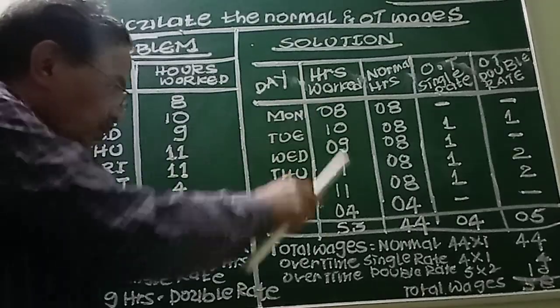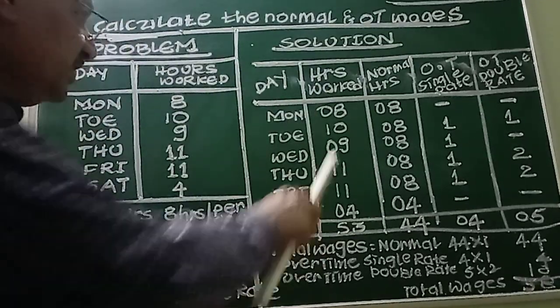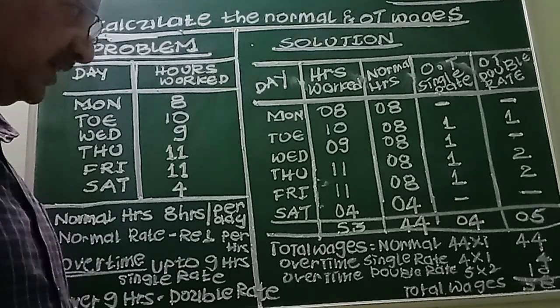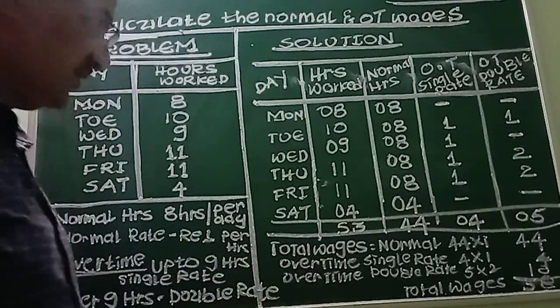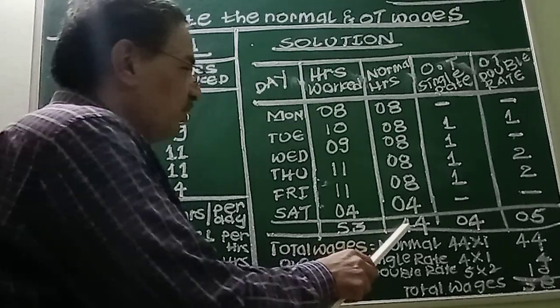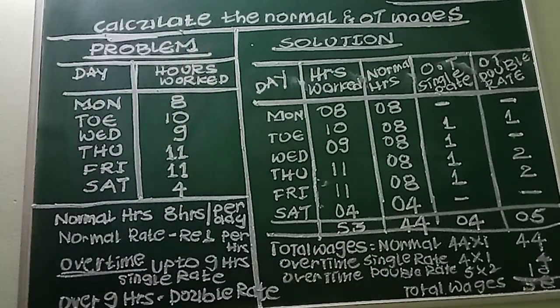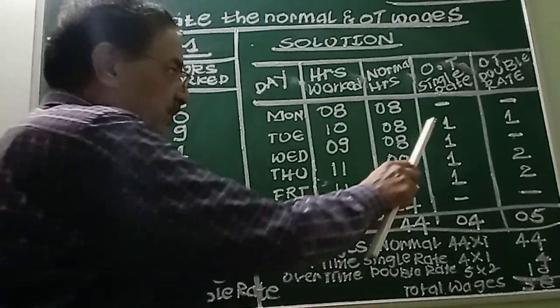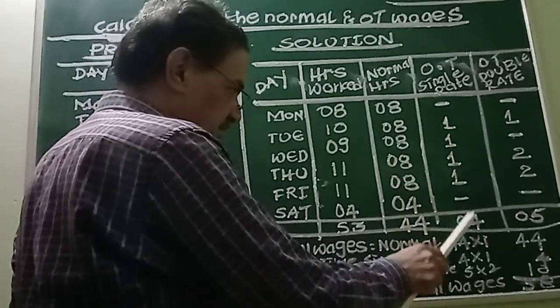After that, we have to total this column. Totally he has worked for 53 hours. That is a very important thing. Out of these 53 hours, 44 is the normal hours. 44 is normal. And 4 hours is for the first slab, up to 9 hours single rate. So this is the total, 1, 2, 3, 4.